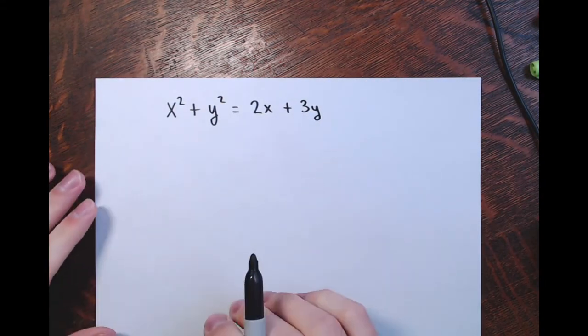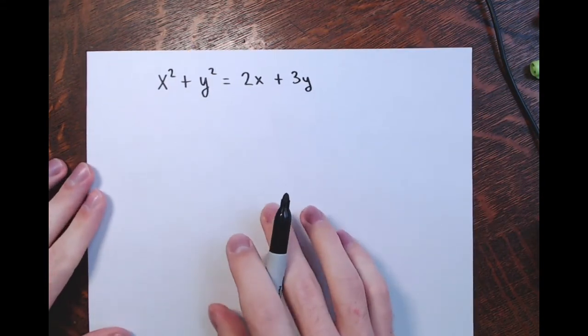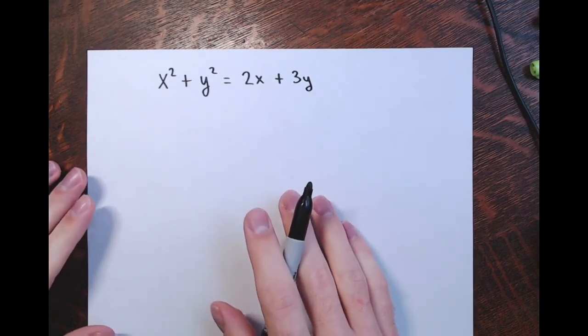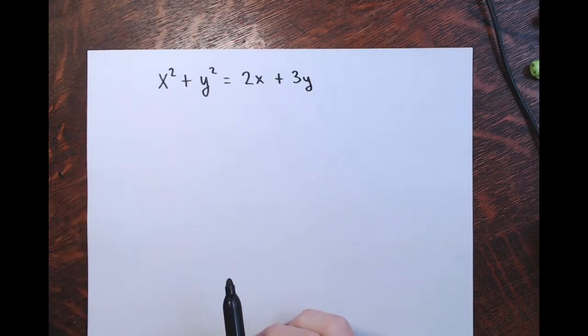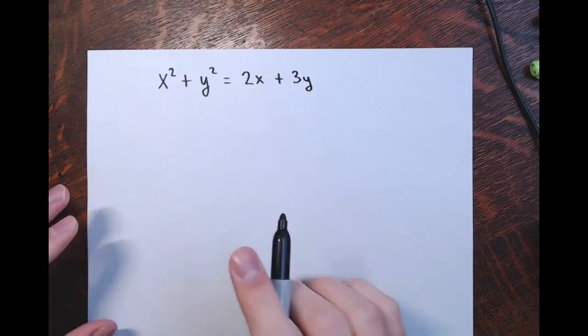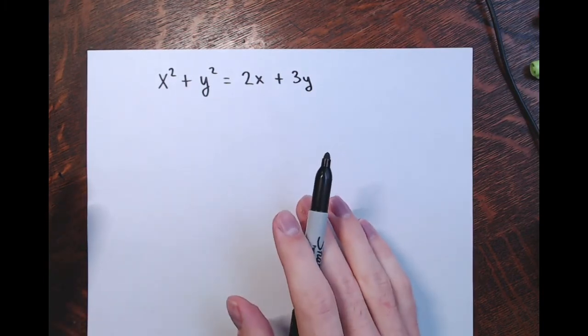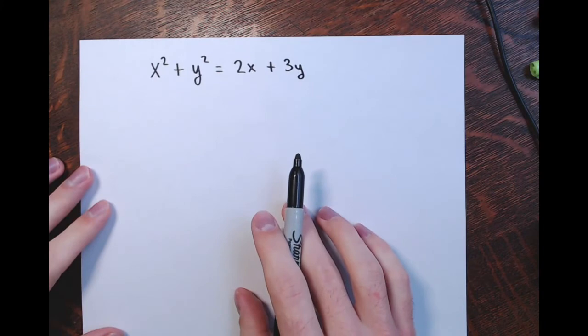Now this is in rectangular. I'm going to tell you right now, this is a circle. Hopefully you remember that. Let me show you before I even change to polar.